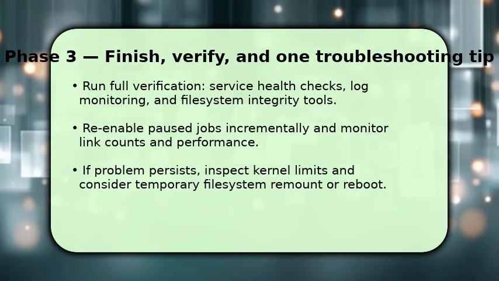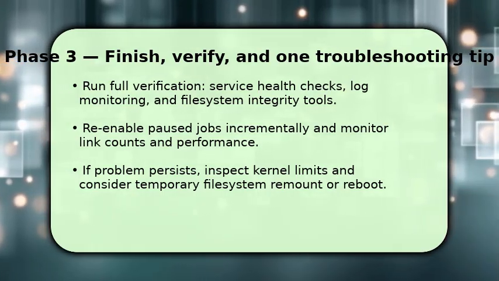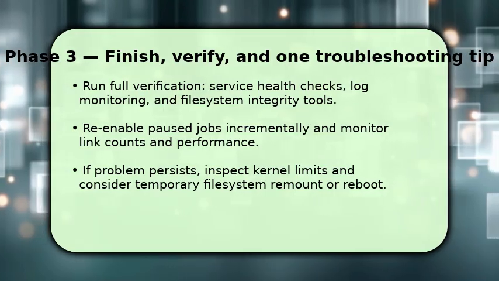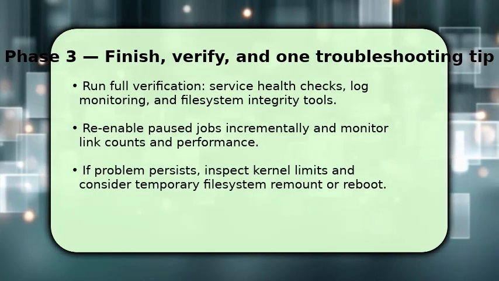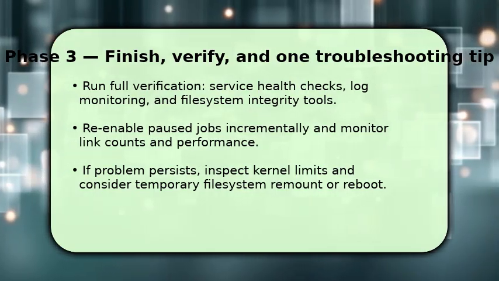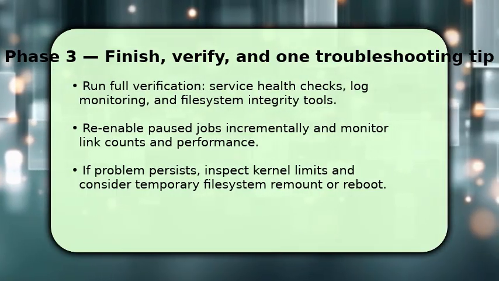You finish by validating. Run service health checks, monitor logs for the original error, and use fsck or equivalent integrity tools if available. Make sure link counts fall to acceptable ranges. Then, re-enable paused jobs one at a time and observe system behavior, ensuring no regression.